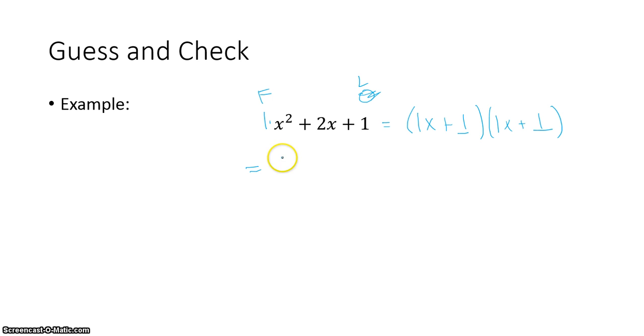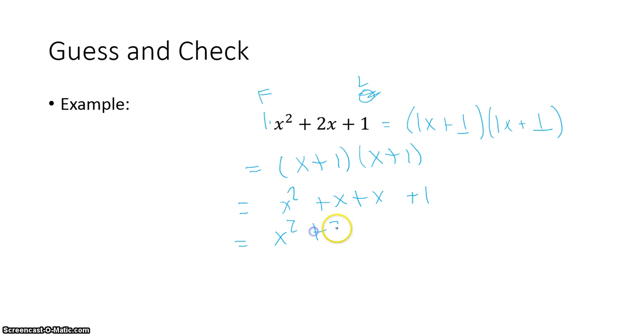And sure enough, if we do x plus 1 times x plus 1, and we FOIL this out, we get x squared plus x plus x plus 1, giving us x squared plus 2x plus 1, which is what we wanted. Something nice about factoring is you can always check to make sure that the factoring you've done is correct. And that's what we did right here, is we FOILed our factoring back out to make sure we get what we wanted. Now, this was a pretty easy example. Let's do something a little more challenging.